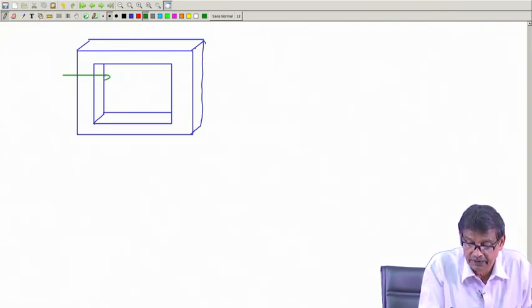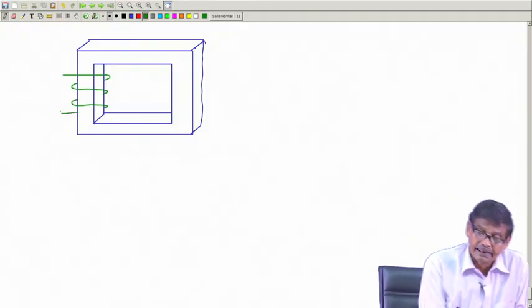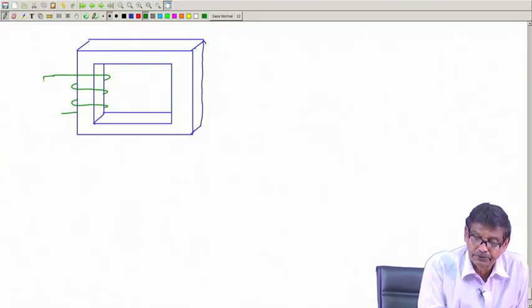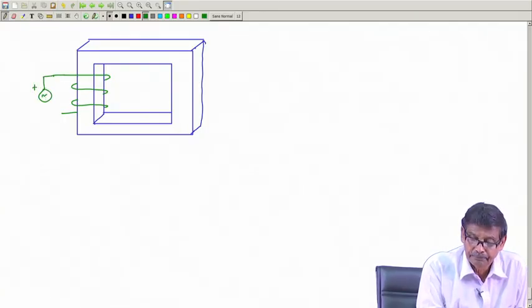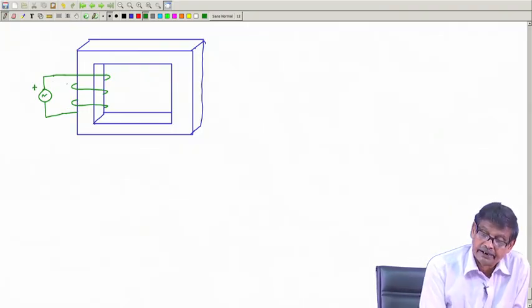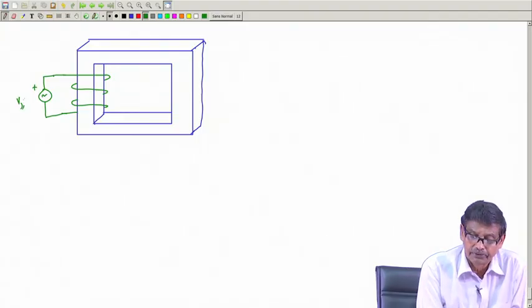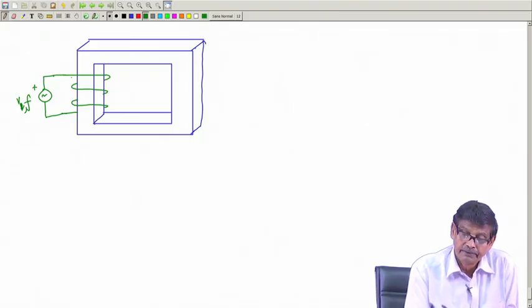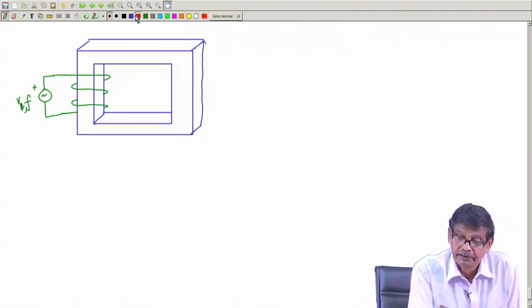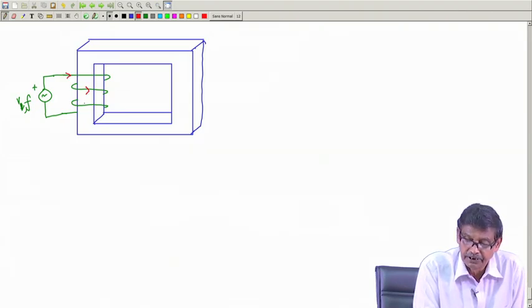So, this is the coil, and here we are connecting an AC source. The secondary coil I am not drawing to begin with. Now, if this is excited from an AC voltage source V1 with frequency f, then we know there will be current drawn from the supply, which will be flowing like this.